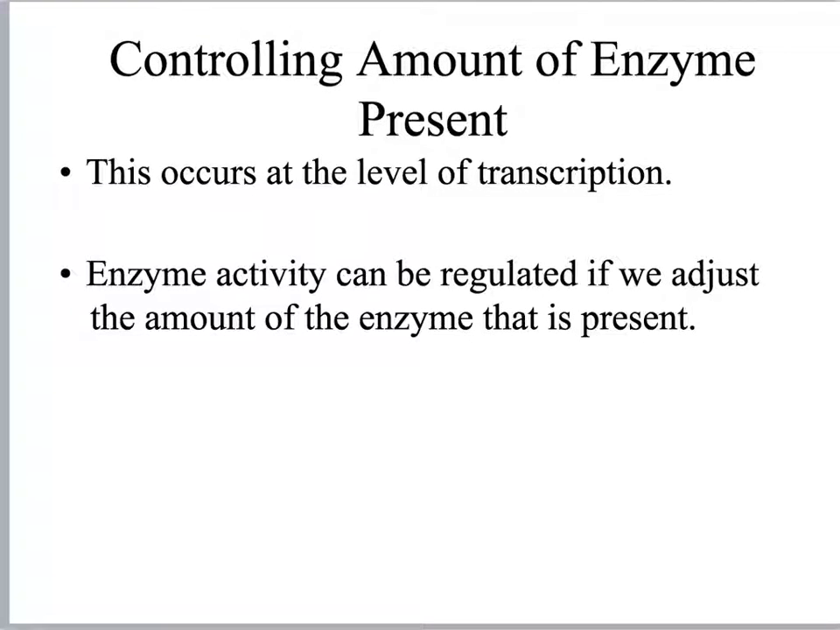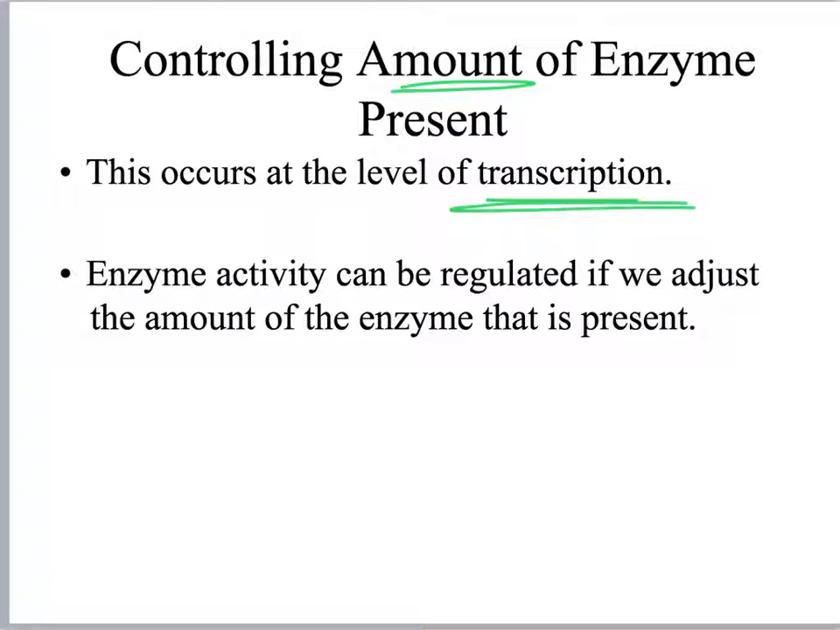And then the last type of regulation is simply controlling the amount of enzyme that we have present. Now, this is going to occur at the level of transcription. So when transcription occurs, that's the place where we'll be able to control how much of that enzyme is present. So enzyme activity can be regulated if we adjust the amount of enzyme that we have there. So we don't need as much activity, we don't need as much enzyme present.